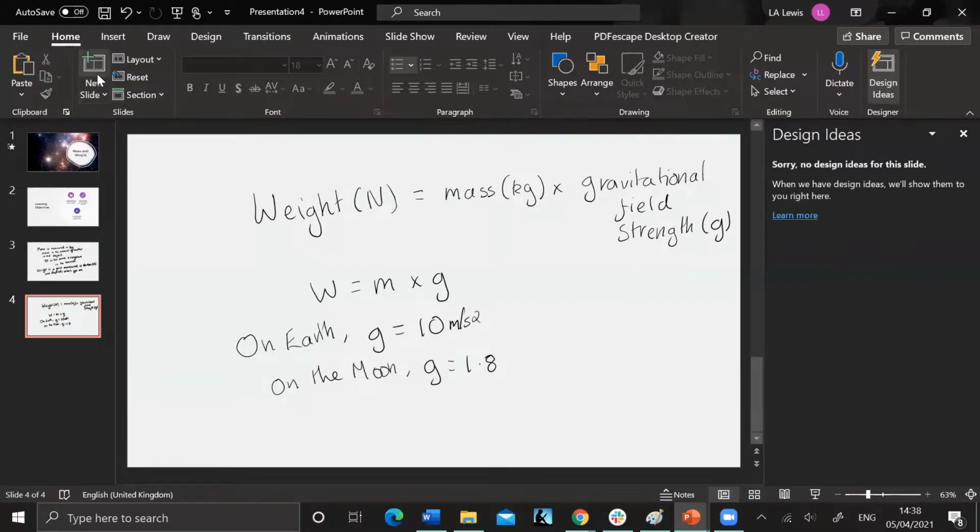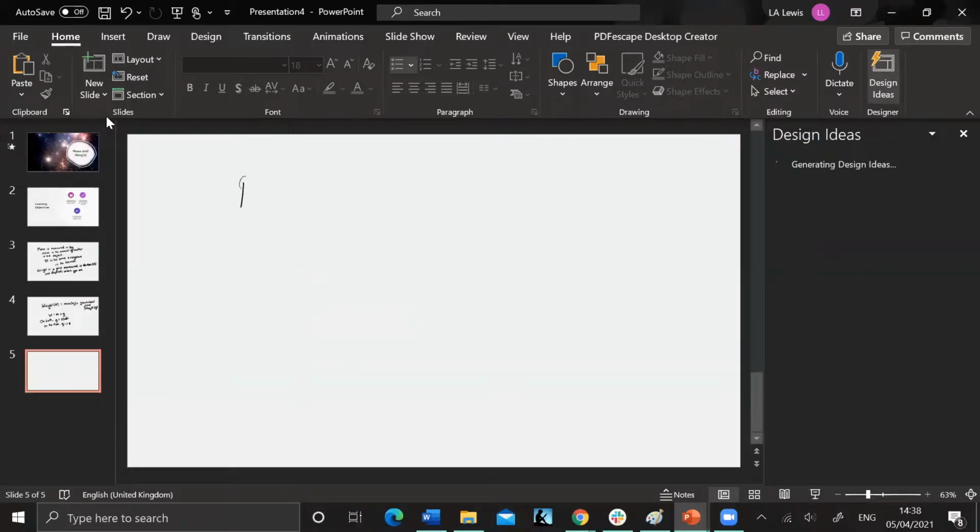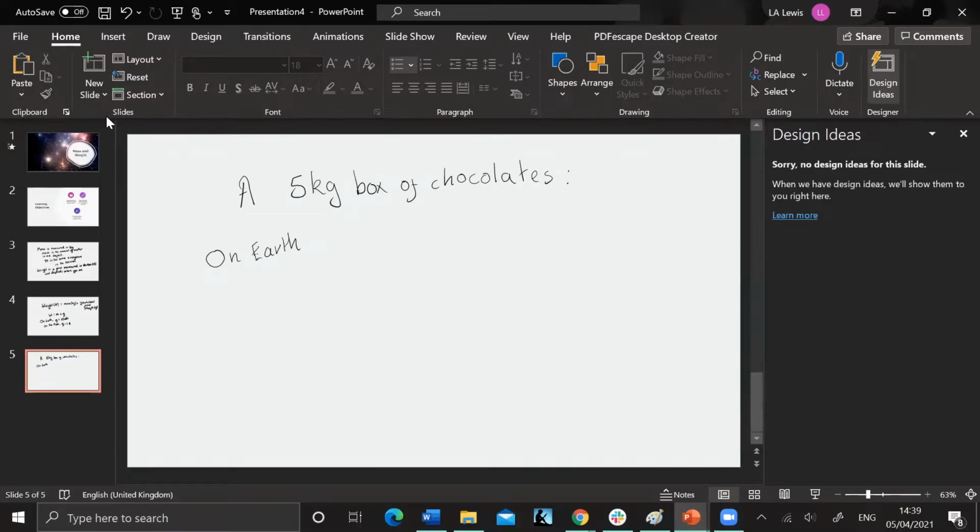So what does this really tell us then? Let's talk about that big box of chocolates, a 5 kilogram box of chocolates. On Earth, it's very straightforward. You'll never have to remember another planet's gravity. If they want you to work it out in an exam, they'll tell you. You just have to remember how to do it. So on Earth, weight equals 5 kilograms of mass times 10, the gravitational field strength. Weight is 50 newtons, easy as that, 50 newtons.